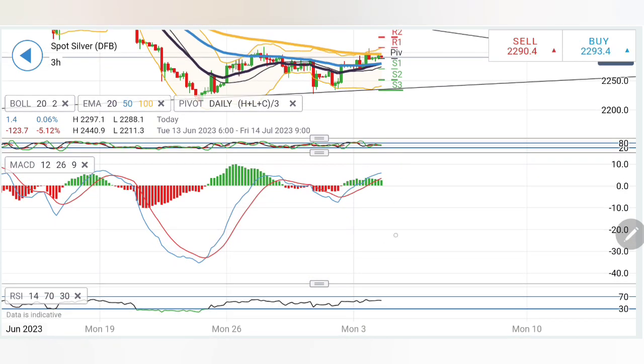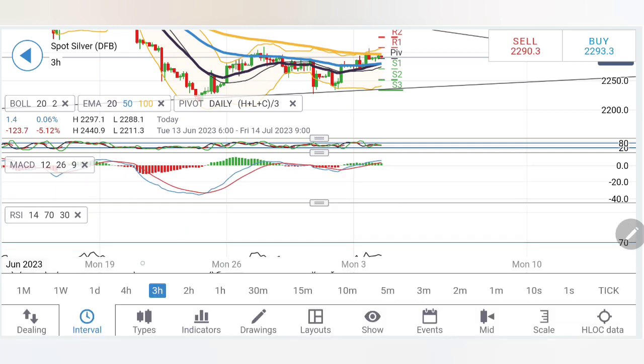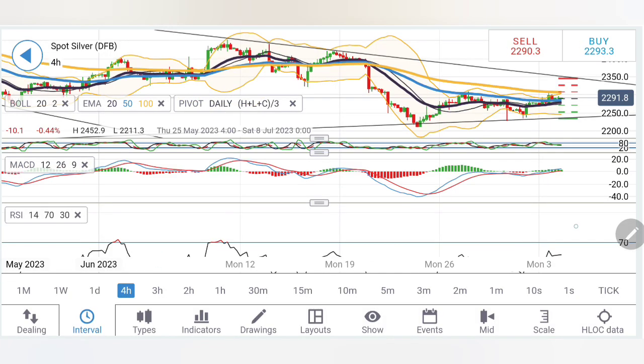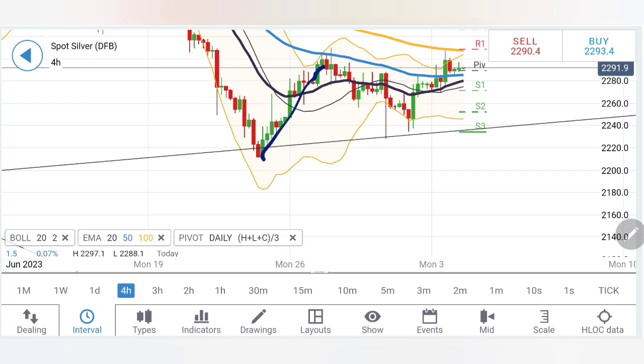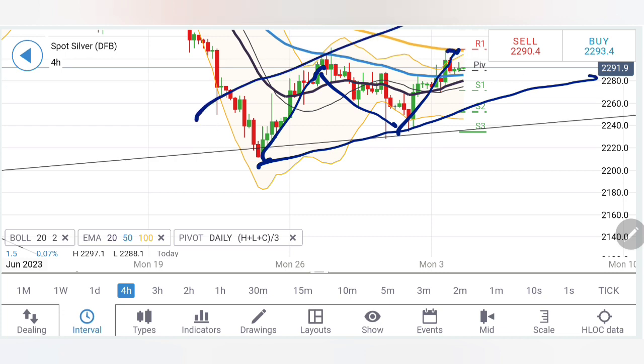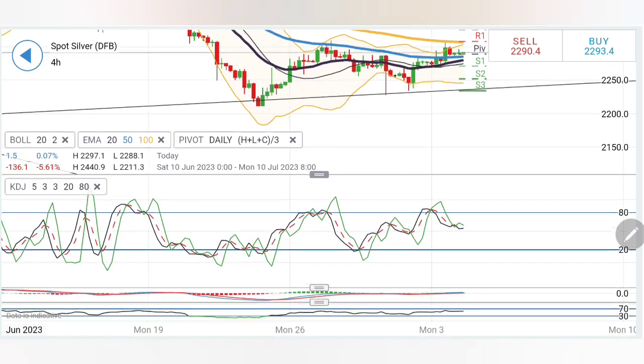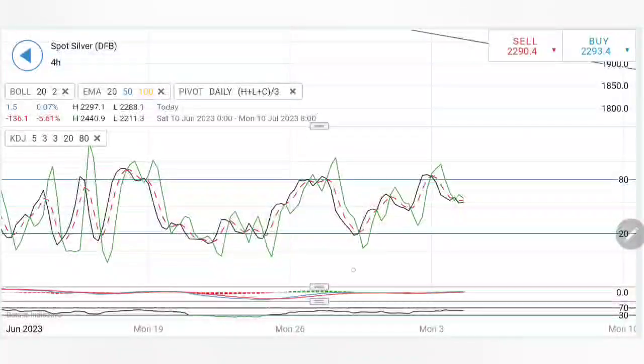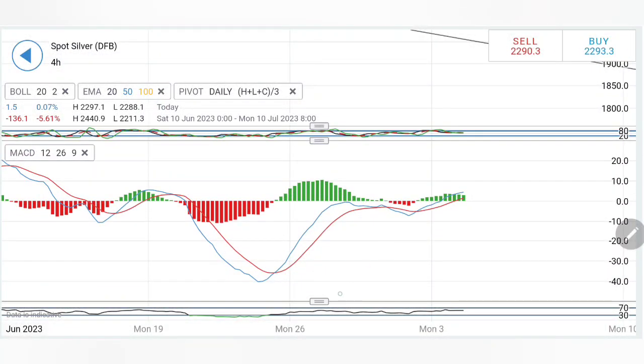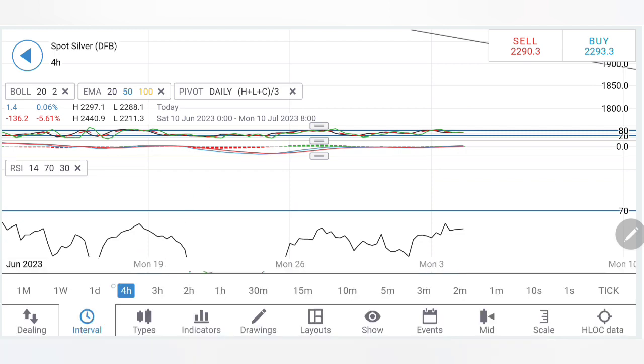Stochastic flat, MACD trading with a modest bullish bias, RSI almost flat, and on the 4-hour chart, a similar observation. Just wait for the second rise here. Just wait for it to break past 23.10, and certainly more bullishness is going to prevail there. Stochastic flat, MACD trading with a modest bullish bias, RSI is also flat.